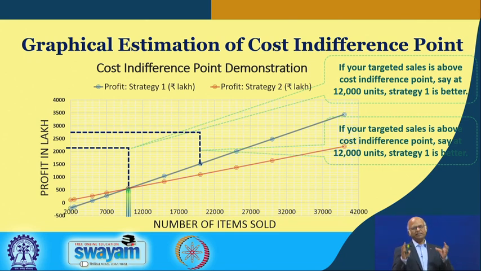So, in real life you have to decide where you are going to operate. If you are going to operate beyond this cost indifference point, then you should go for the automated machine, investing more money, meaning that the cost structure is high fixed cost, low variable cost, whereas if you are operating at a low capacity, then you have to go for a low fixed cost and high variable cost, because you make more profit there.